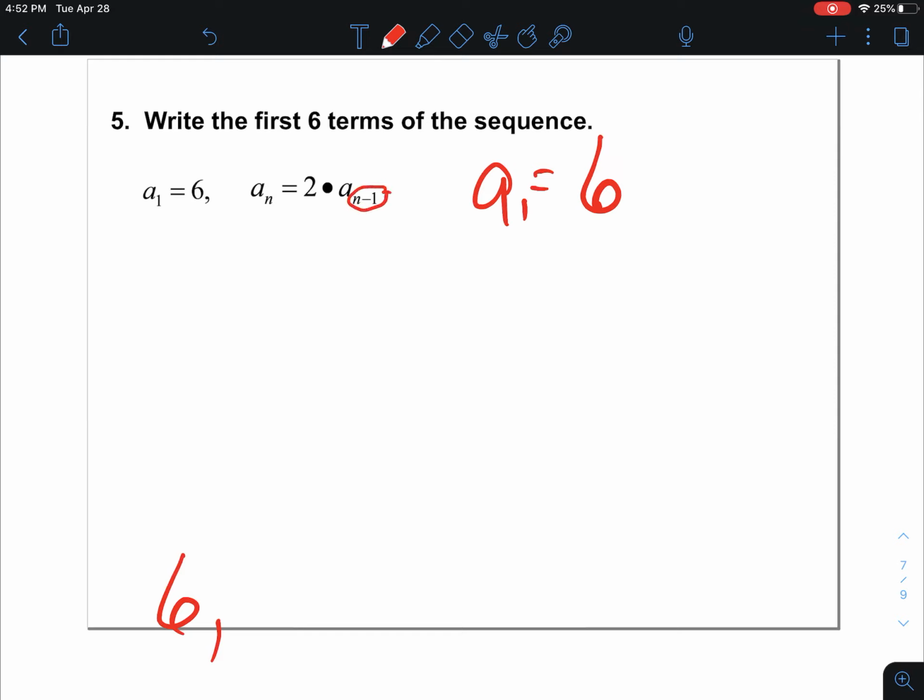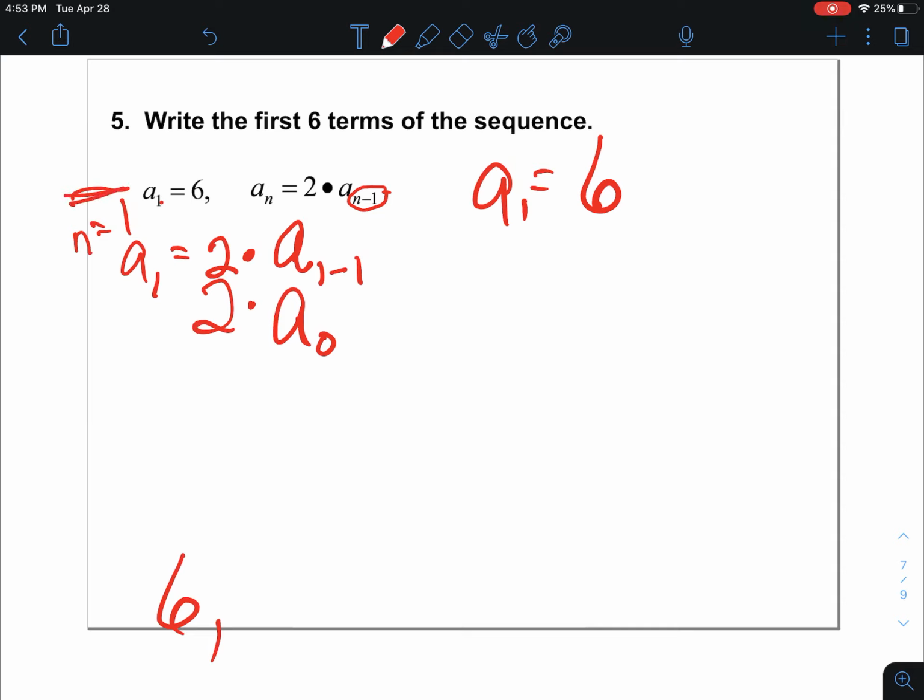Well, n minus 1 would mean if I have the first term, so let's say n is equal to 1, it would be 2 times a, and then n minus 1 is 0. So that would be a sub 0. Well, a sub 0 would be the term right in front of the first term. So if the first term is 6, and I had to take 2 times whatever the 0 term was to get it, that would mean my a of 0 term would have been 3. So you can see here that they're taking 2 times every term to get to the next term.